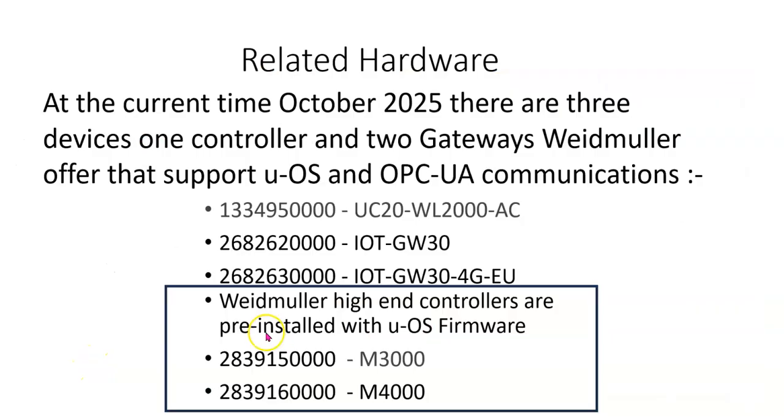So the related hardware, as of today, October 25, we have 3 controllers, a UC20 WL2000, and then we have an M3000 and an M4000 controller, the higher end products. And then we have 2 IoT gateways. The IoT gateways have no I/O on board, they just use communications to talk to remote I/O, HMIs, etc.